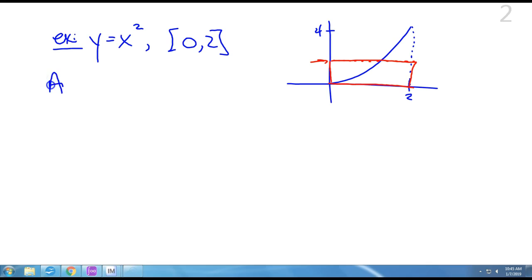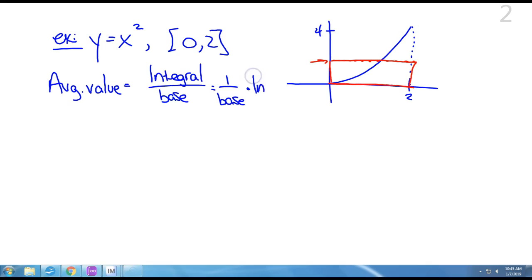So the average value equals the integral divided by the length, or divided by the base. What a lot of people will do is do 1 over the base times the integral. It's the same idea. So I'm going to go 1/2 times the integral from 0 to 2 of x squared.